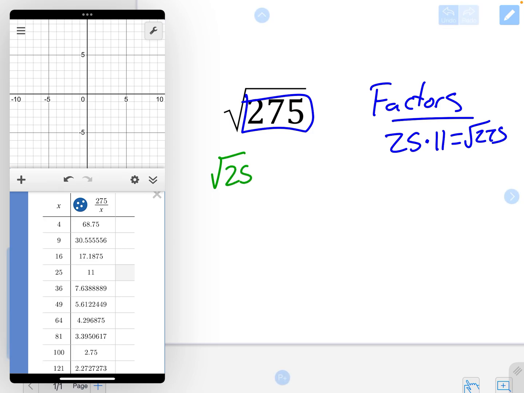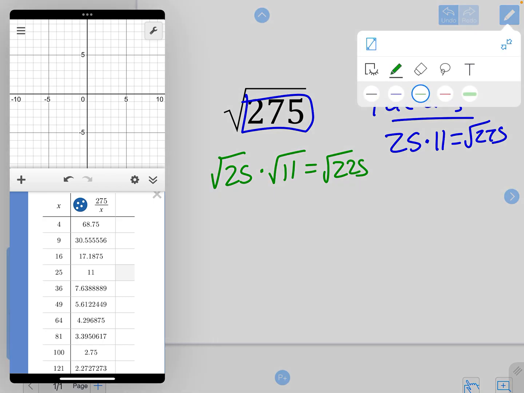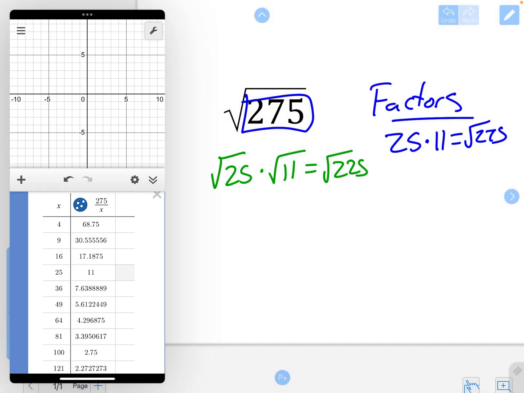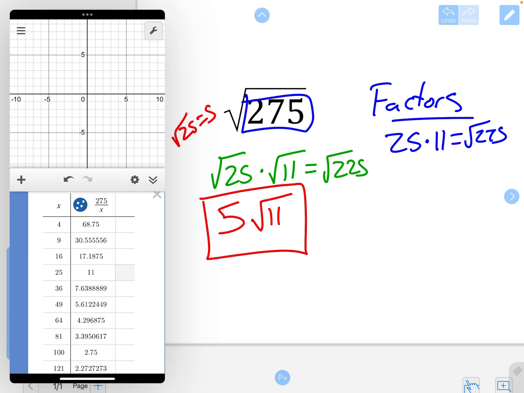So we're going to go square root of 25 times the square root of 11 equals the square root of 275. Again, we know that 25 is a perfect square, so the square root of 25 equals 5. I'm going to replace the square root of 25 with 5. 11 is not a perfect square, so that is my answer.